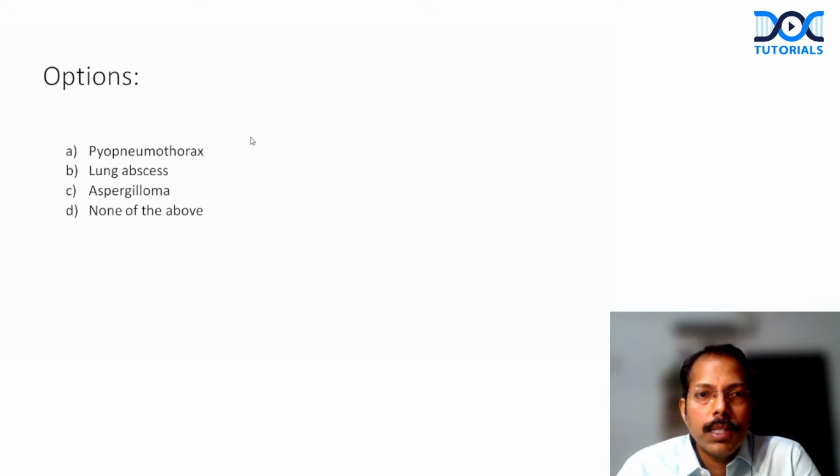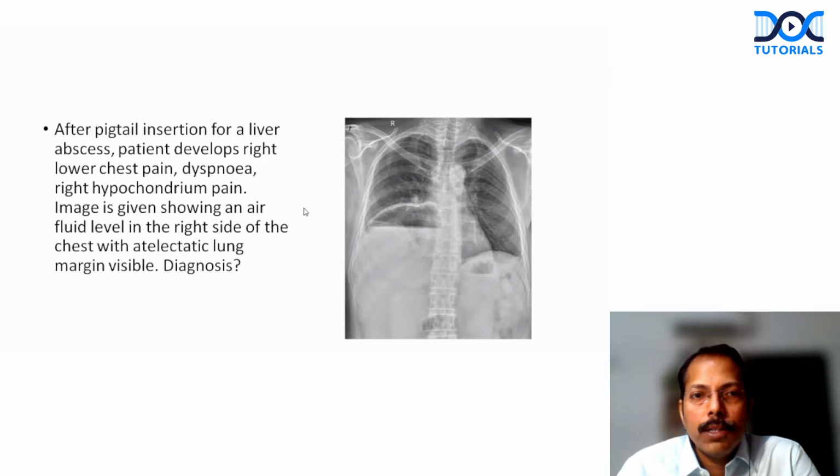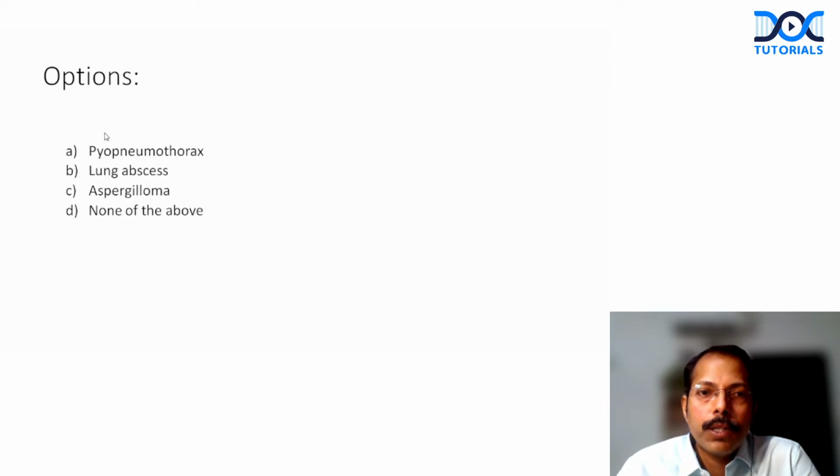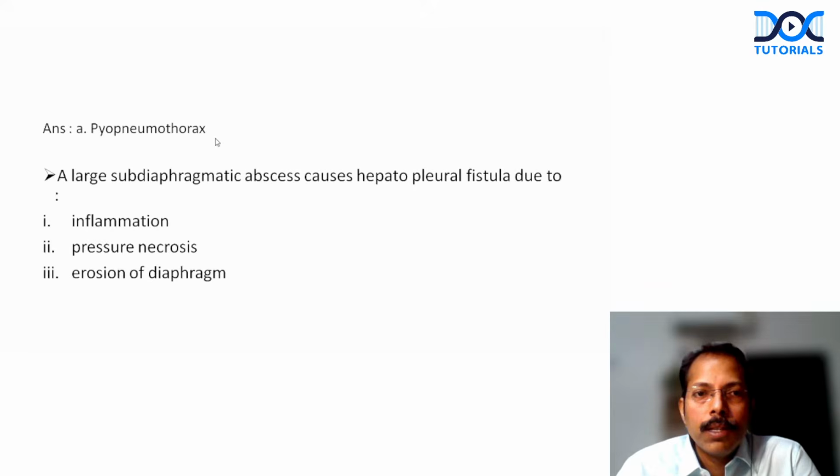So liver abscess, possibly it could have ruptured into the thoracic cavity. With the presence of air fluid level, you can straight away go for the option as pneumothorax. The right option is pneumothorax. A large subdiaphragmatic abscess can cause hepatopleural fistula. The possible explanation can be given as because of inflammation, the pressure necrosis, and erosion of diaphragm. So all these three factors contribute to the development of hepatopleural fistula and the pneumothorax. Okay.